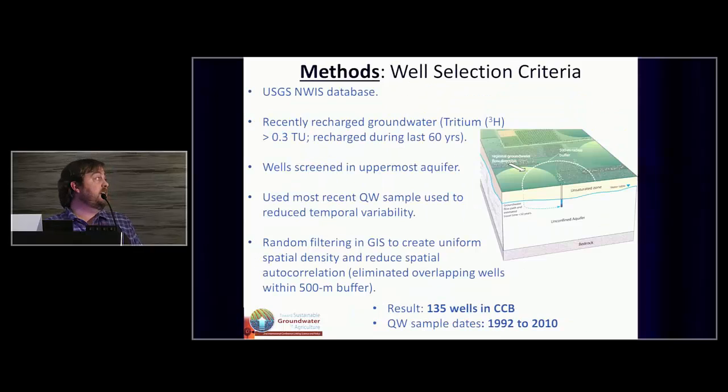The well selection criteria, again, these are all publicly available data. They all came from the USGS NWIS database. Our main selection criterion here was tritium. We wanted to select wells that primarily have groundwater that's been recharged over the last 60 years. The wells, again, are screened in the uppermost aquifer. We're using the most recently sampled groundwater quality sample, because many of these wells have temporal variability. And we did some filtering in GIS to create a more uniform spatial distribution and also to try to reduce spatial autocorrelation in our models. We have 135 wells, and the groundwater quality sample dates range from 1992 to 2010.